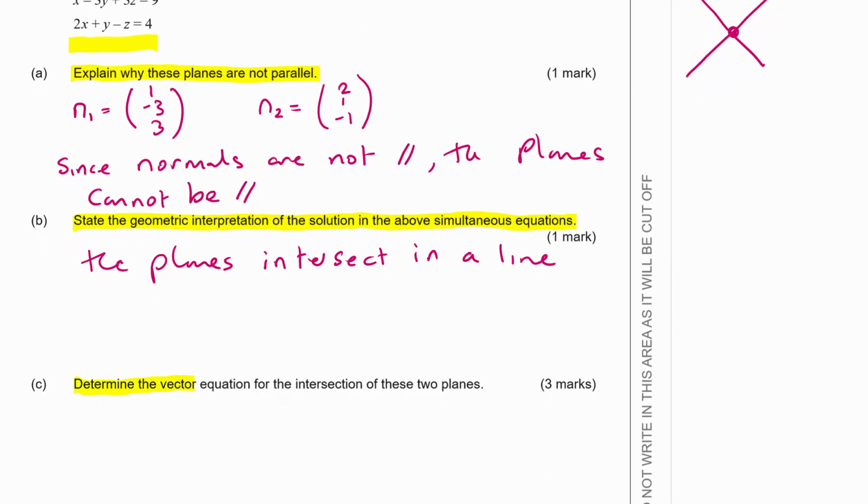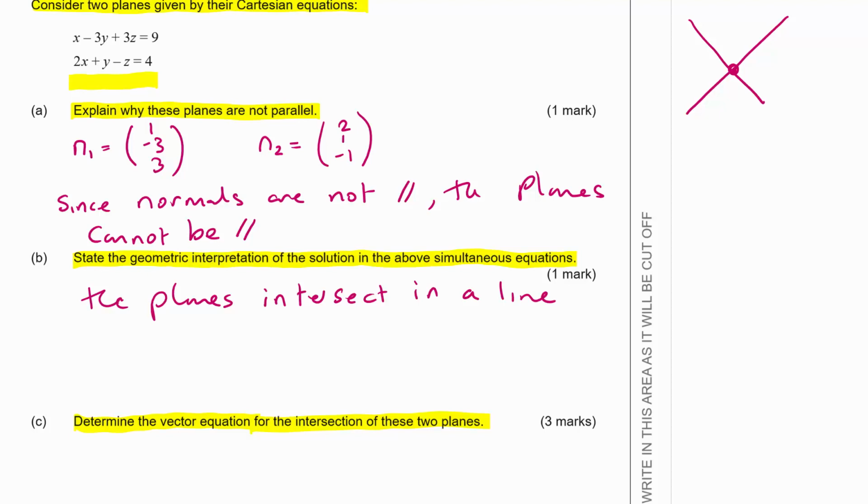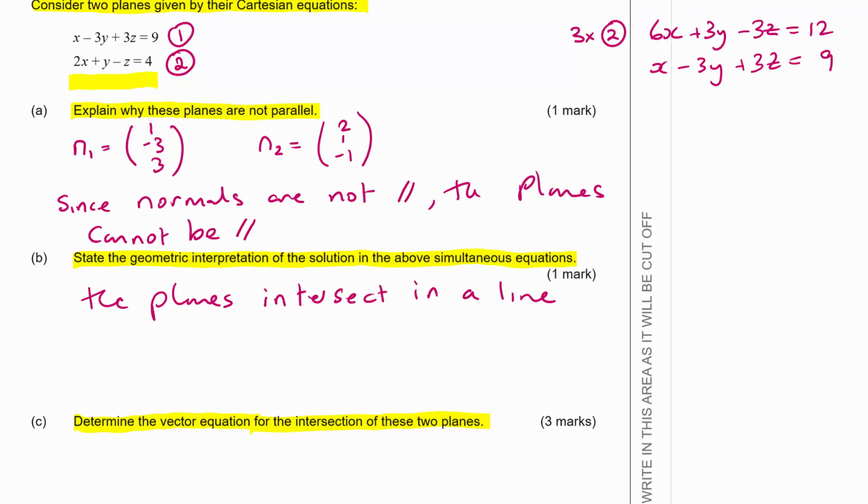We now want to determine the vector equation for the intersection of these two planes. So if we call these equations 1 and 2, just looking at the coefficients of y and z, if I do 3 times equation 2, I'd have 6x + 3y - 3z = 12. And then the other one is x - 3y + 3z = 9.